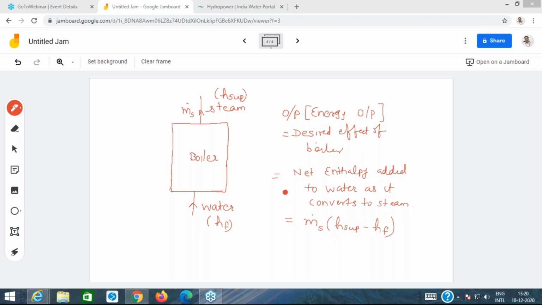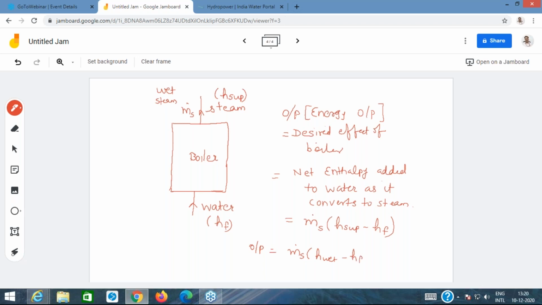Okay, feed water. What if the steam is wet steam? Instead of the boiler generating superheated steam, if the boiler generates wet steam, then how would this output change? Then the output would be m dot s into enthalpy of wet steam minus enthalpy of feed water, right? If the boiler is generating wet steam.